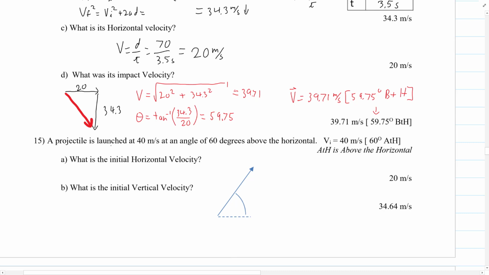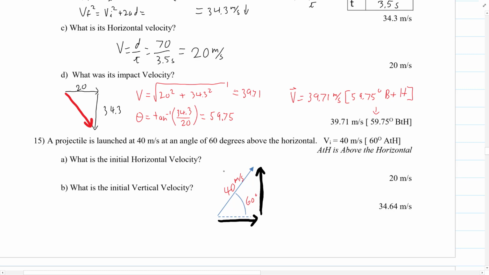A projectile is launched at 40 meters per second at an angle of 60 degrees. So the initial speed is 40 this way at an angle of 60 degrees above the horizontal. What is the initial horizontal speed? So we want to calculate this. And what's the initial vertical speed? We want to calculate that. Because it's going up and it's going horizontally.